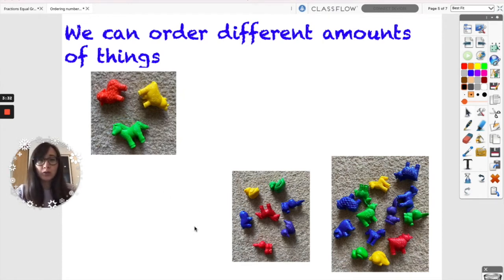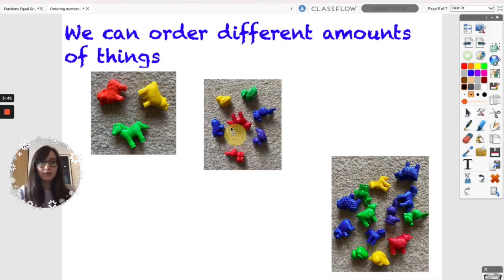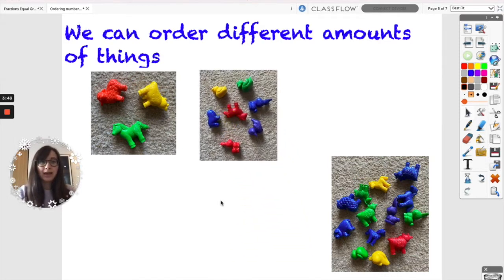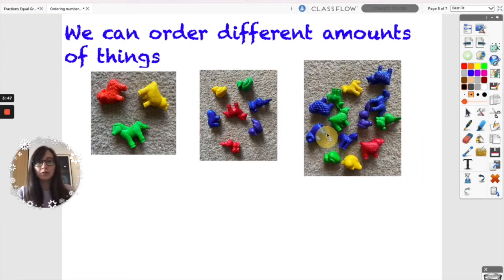Which one's going to go next? Which one's going to go in the middle? This one or this one? It's this one. This one has a few more than that one. And then this picture has the most counting animals.